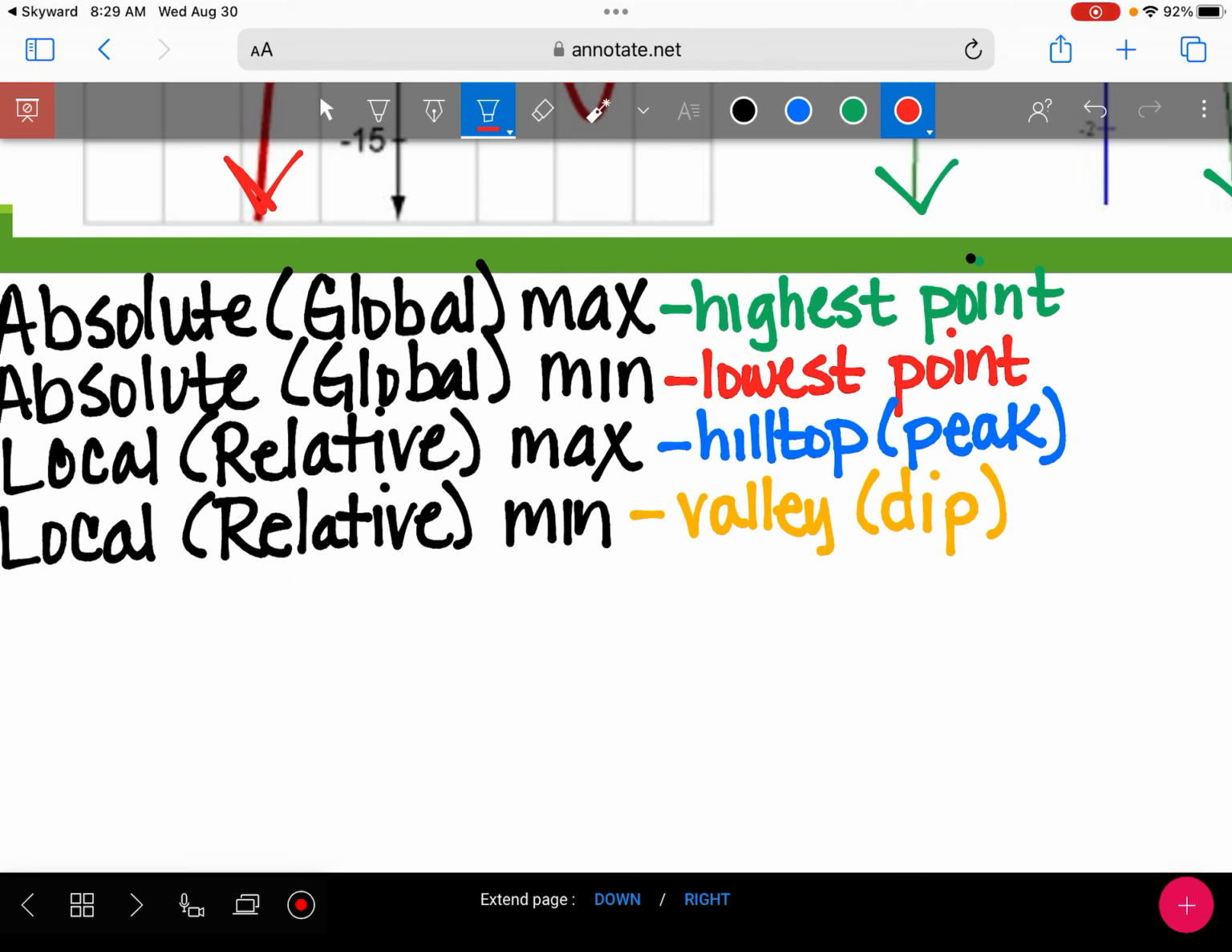Absolute. Now, I'm not sure. Some books call it global, but an absolute global max is your highest point. An absolute global min is your lowest point. A local relative max is a hilltop or a peak. And the local relative min is a valley or a dip. So that's kind of my easy definitions for these 4 extremes. So I'll give you a moment to copy that down. After you copy that down, go ahead and glue example 3.